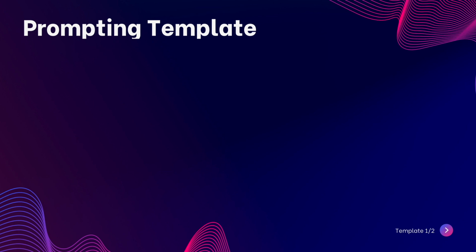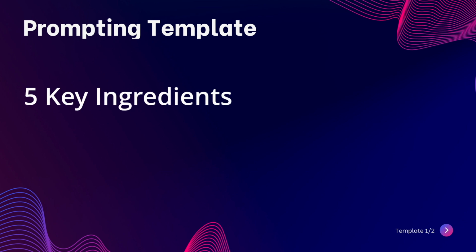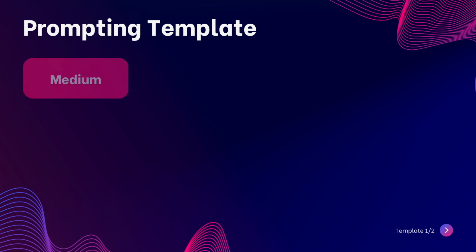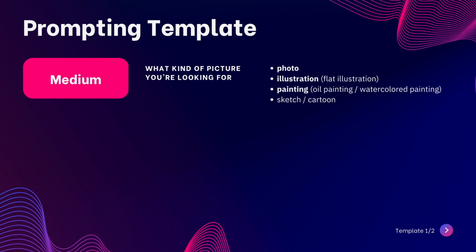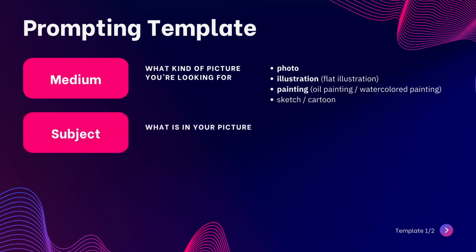A good prompt for Midjourney usually has 5 key ingredients. The first part is the medium. This is where you tell Midjourney what kind of picture you are looking for. Is it a photo, a painting, an illustration, or something else? Next part is the subject. This is what or who is in your picture. It can be a sunflower, a car, an abstract image.